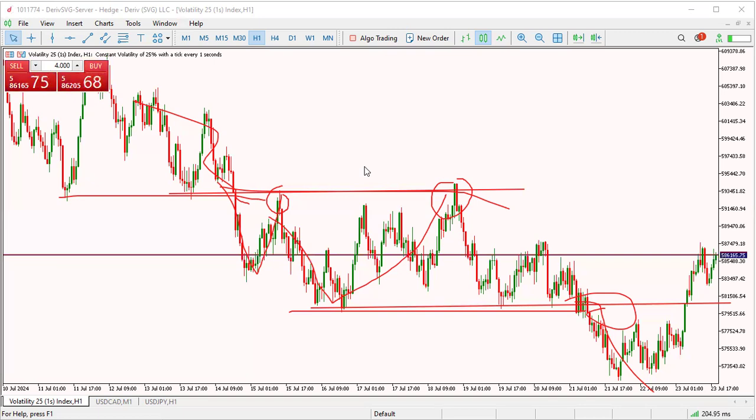Maybe can we also look at supply and demand? Okay, supply and demand. It's just the same concept as order blocks. Yeah, with order blocks. Demand. Okay, which topics as well?